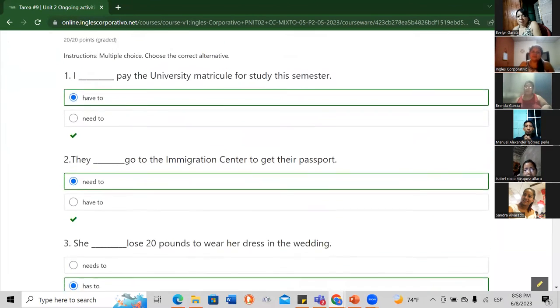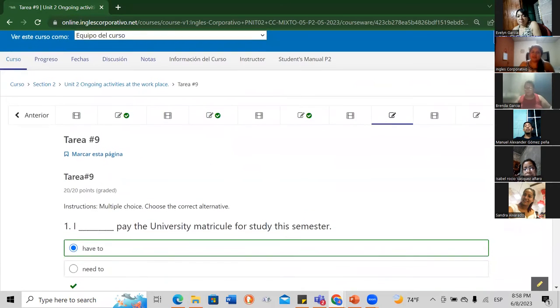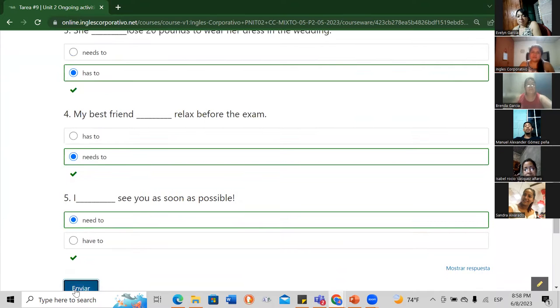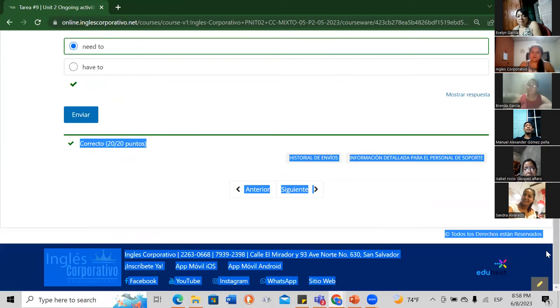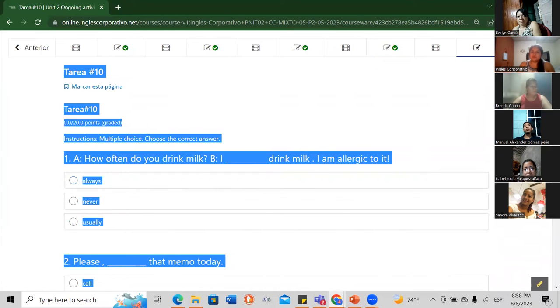Okay. And we have time to do number 10, okay? Vamos a hacer la número 10. Tomorrow we're going just to do the exam. Okay, we move on to number 10.